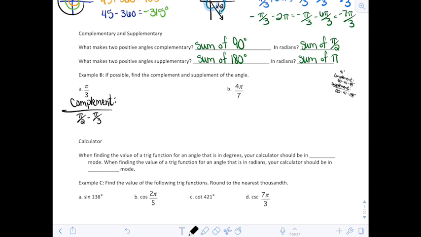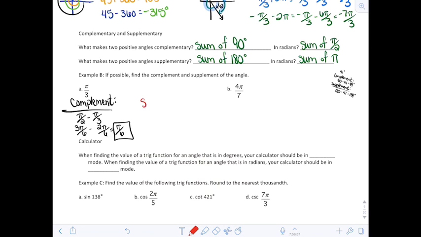Well, I have to find a common denominator, which would be 6. So this is going to be 3 pi over 6 minus 2 pi over 6, which is pi over 6. So pi over 6 would be our complement.